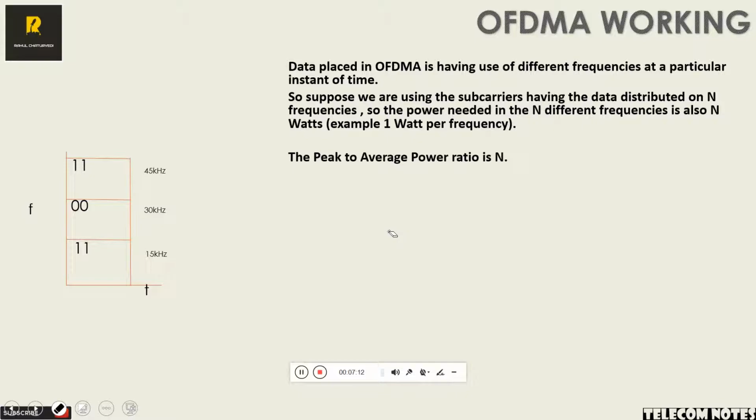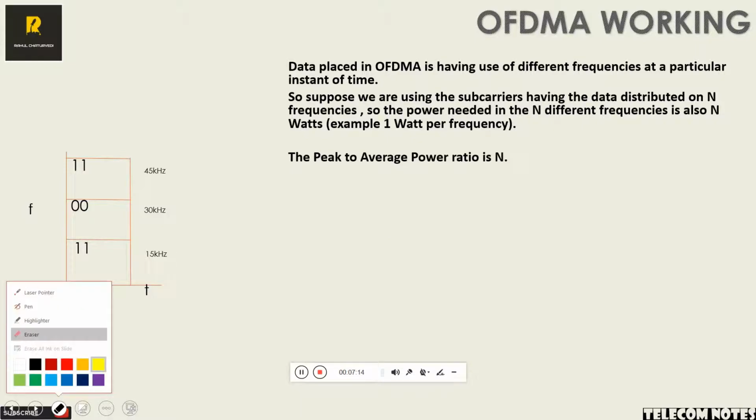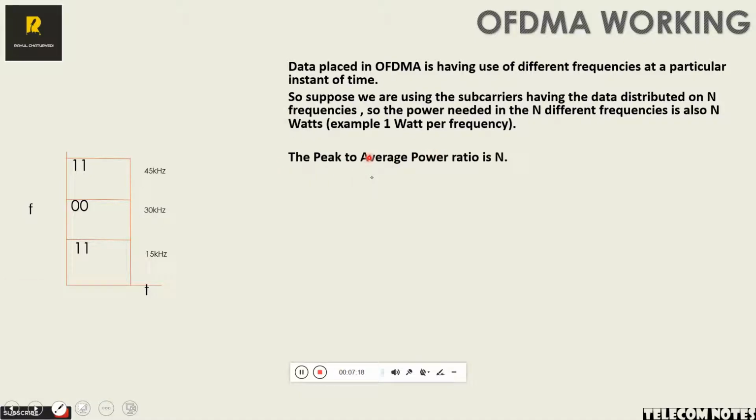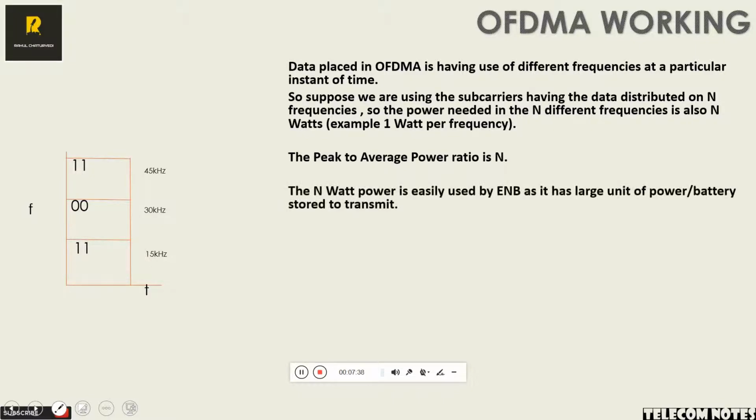The main reason why we are using SC-FDMA is this peak to average power ratio. In the OFDMA case, we have a peak to average power ratio of n, while in SC-FDMA, I'll tell you in the further slides what the difference is and how SC-FDMA comes as a solution.